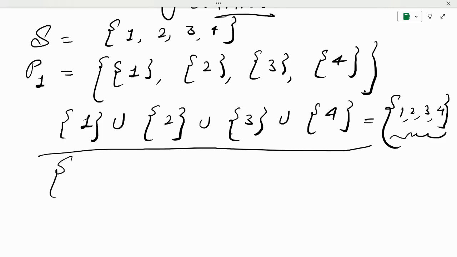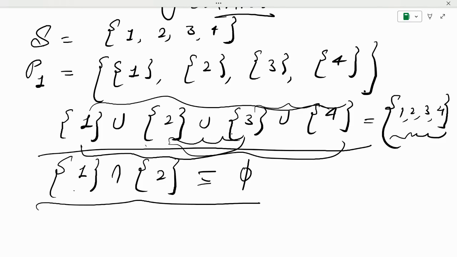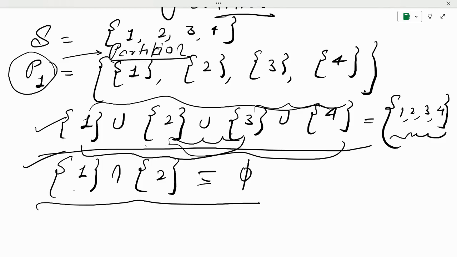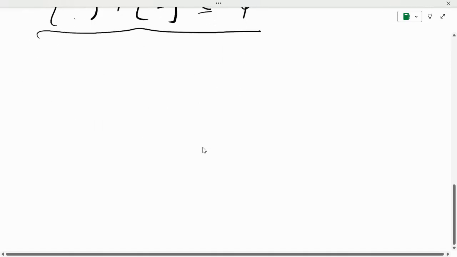If you take the intersection of each pair of subsets, like {1} and {2}, it is equal to phi. Similarly, {2} and {3}, phi; {3} and {4}, phi; {1} and {4}, phi; {1} and {3}, phi; {2} and {4}, phi. So both conditions are satisfied, hence P1 is a partition. We can say P1 is a partition on S. So this is all about partition. Let's see some more examples of partitions.